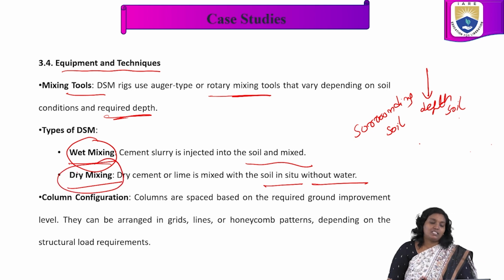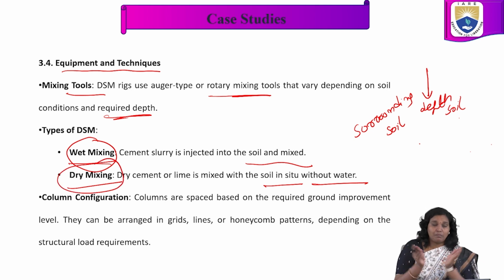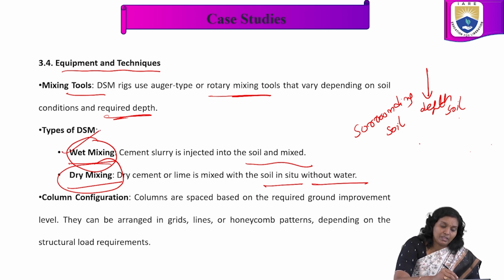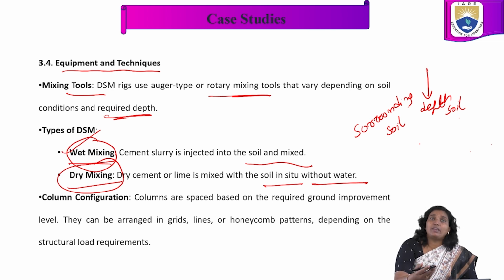The name itself tells us: when the cement in slurry form is mixed with some water and injected into the soil and mixed, such type of deep soil mixing is nothing but wet mixing. And when dry cement or lime is mixed with the soil in situ without water, that type is nothing but dry mixing.